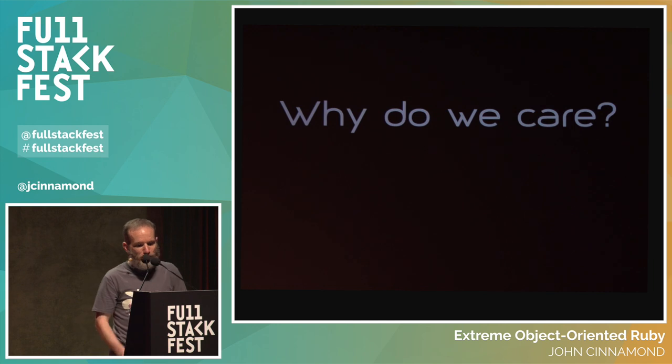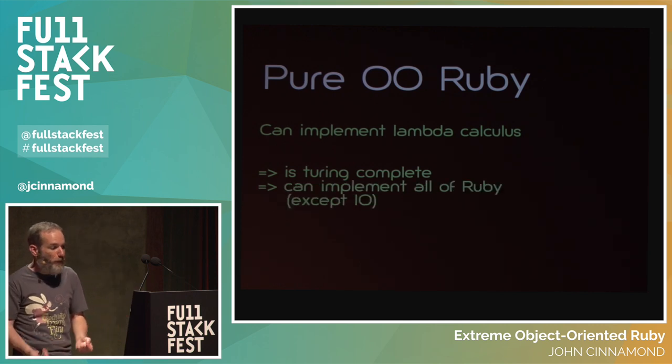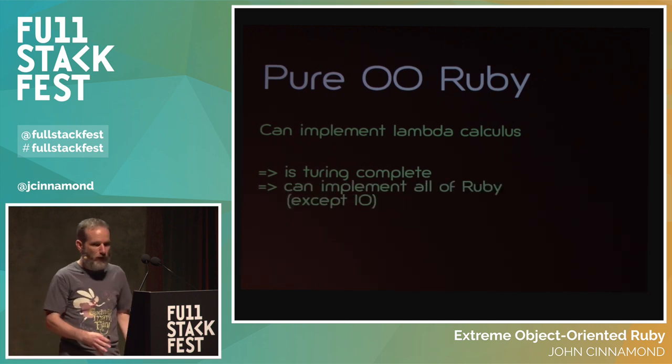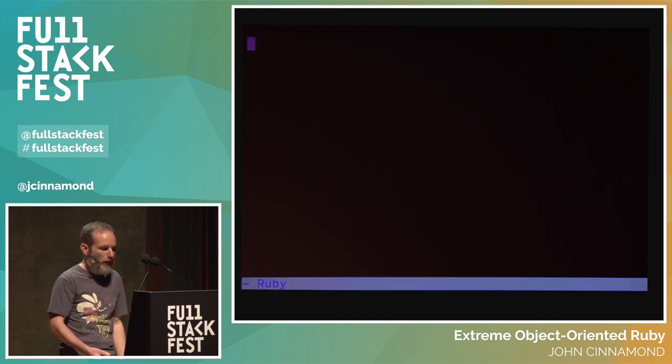Well, here's where it gets interesting for me. In our pure O Ruby, we can implement the lambda calculus, which means it's Turing complete, which means it can do everything that Ruby can do except for I/O. That's pretty cool. I want to show you what I mean by saying it can implement the lambda calculus.